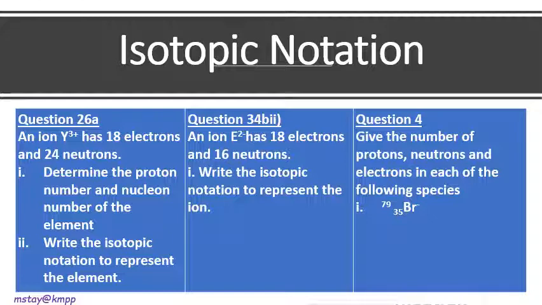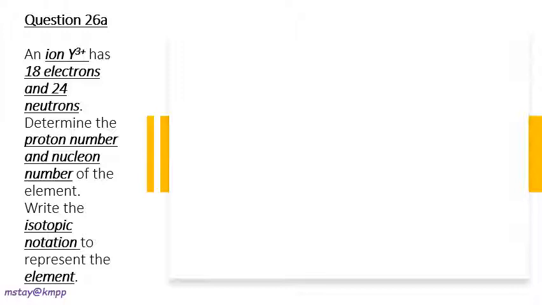These three questions are selected from ChemFriend. Let's go through them together. Okay, let's start. These are the information given in the question. The question asks you to look for the proton number, neutron number, and isotopic notation of the elements.